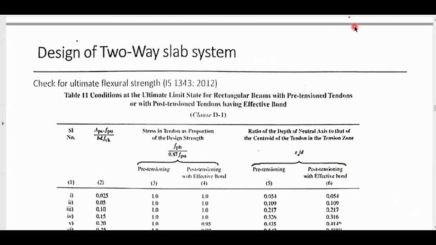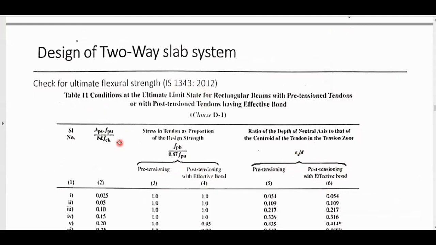After the calculation of spacings and number of strands or cables, we will calculate the ultimate flexural strength or the moment of resistance, for which we are going to use IS 1343-2012. In Table number 11, for different conditions like post-tensioning and pre-tensioning, we will be obtaining the value of fpv from this value, and we will be obtaining the value of xu from these values.